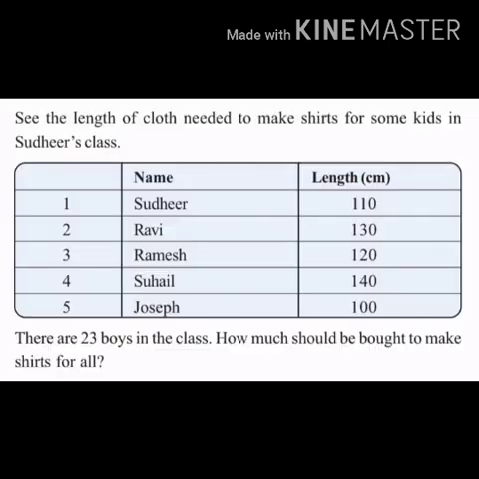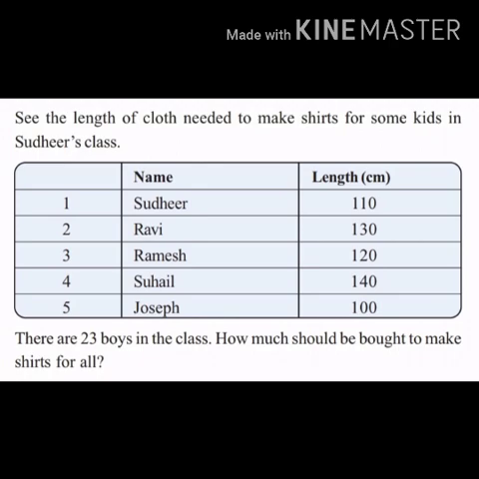Next question is, this is a table having the length of cloth needed to make shirts for some kids in Sudhi's class. Then we want to find that there are 23 boys in that class. How much should be bought to make shirts for all? That's what we want to find. How can we compute this?